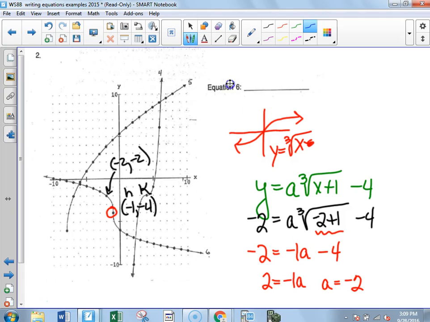All right, so final answer for number 6. Anybody have it? Y equals -2 times the cube root of the quantity x plus 1, minus 4. Nicely done, guys. Now, if you were taking a test or quiz, could you type that in your calculator and check that it looked exactly like that? Look at the table, make sure it was going through the same ordered pairs? It would be totally able to check that you did that right.